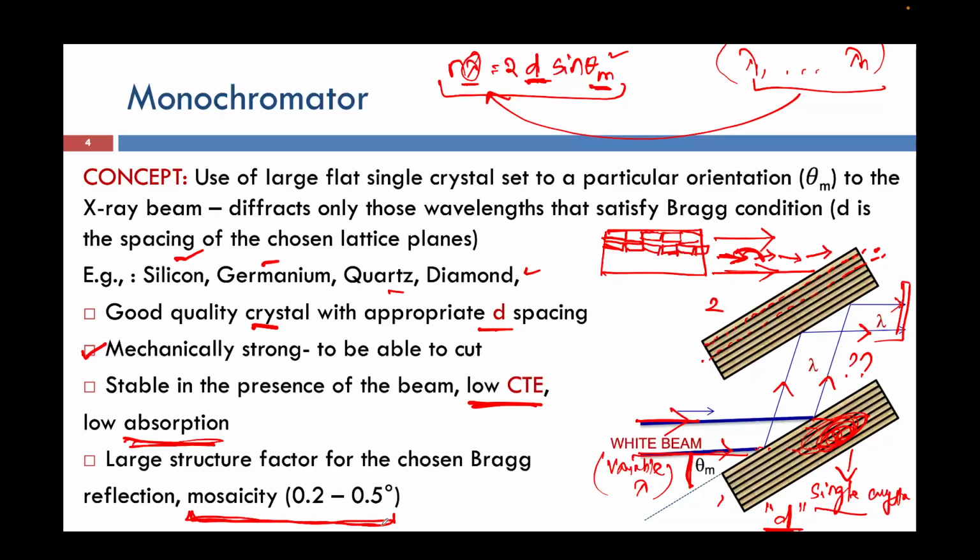And the mosaicity of that should be 0.2 to 0.5 degree. That means if one direction would be in this direction and another would be like this, the angle should be 0.2 to 0.5 degree. That means almost you can say they are oriented in a single direction. Okay, so considering all these four factors, these are the materials that we use as monochromator.